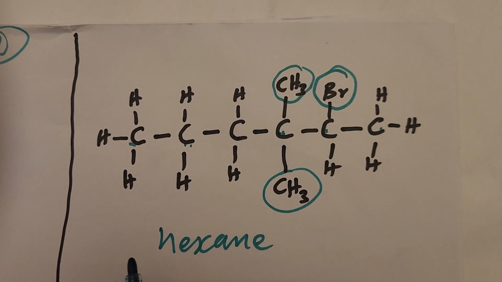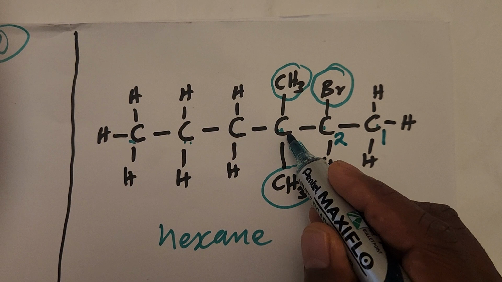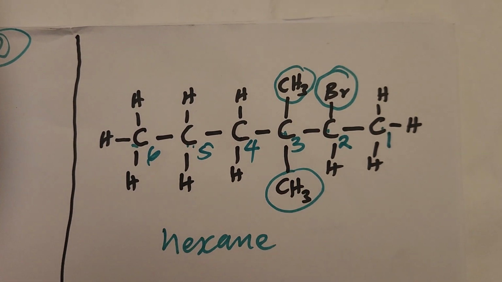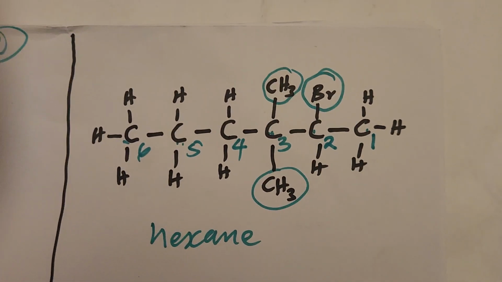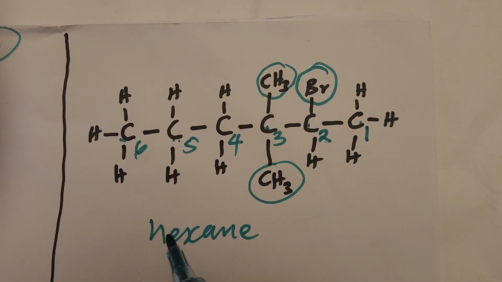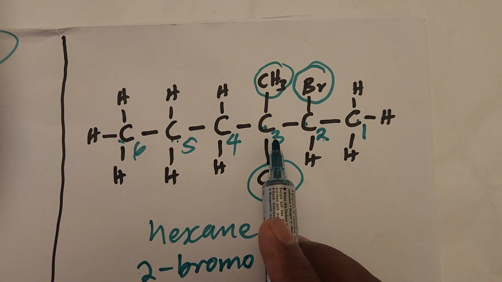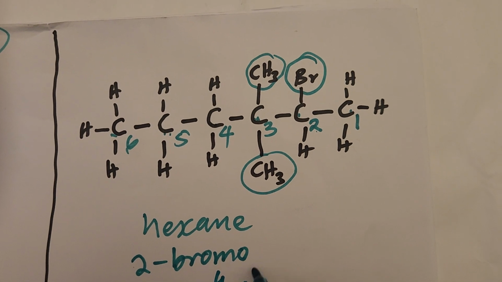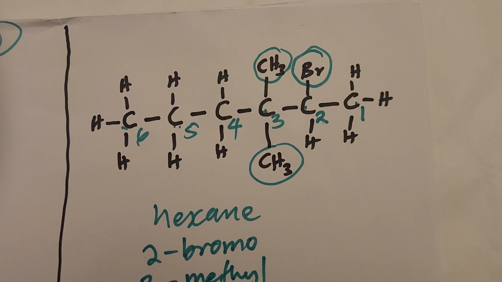1, 2. The Br is at carbon number 2. Therefore, we'll count from this side. 1, 2, 3, 4, 5, 6. Hexane. Now we name the substituents. Rule number 3. According to the carbon where they are bonded to the parent chain. At carbon number 2, you've got bromine. Therefore, we'll call it 2-bromo. At carbon number 3, I've got methyl. I will call it 3-methyl. At carbon number 3 again, I've got methyl. I will call it 3-methyl.